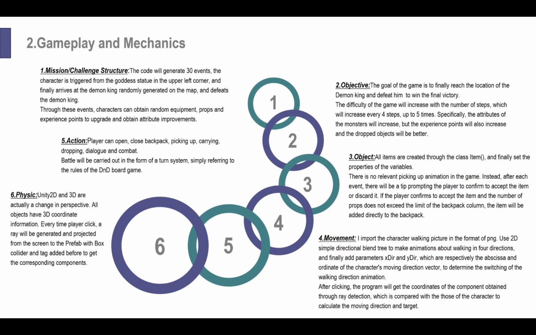I divided the game mechanism into 6 aspects to describe the game. They are respectively challenge, structure, objective, object, movement, action, and physical.